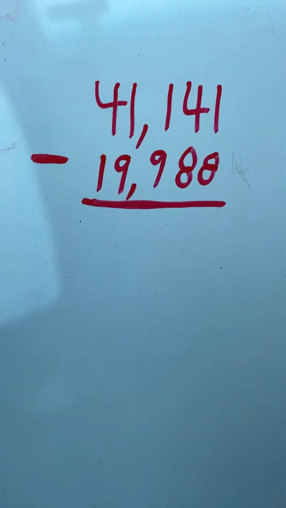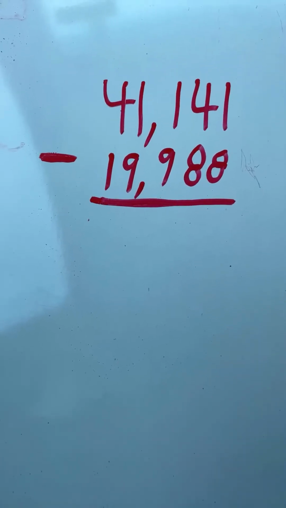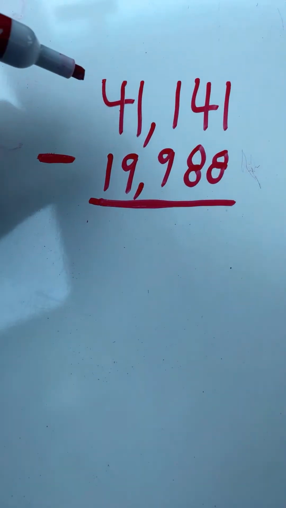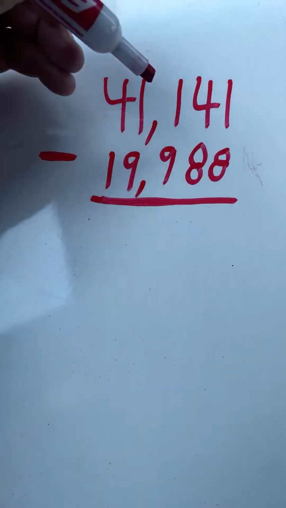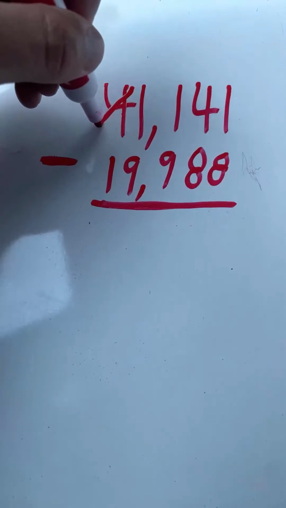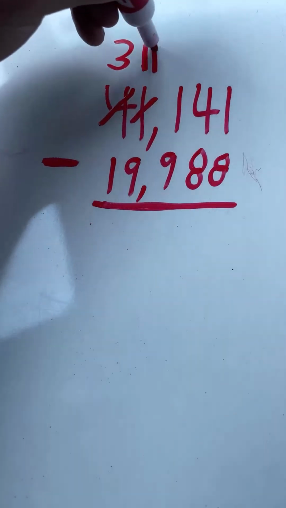Now we are going to do all our regrouping before we do any subtraction. We regroup whenever there's a bottom digit that's bigger than the top digit. So looking here, we're good in the 10,000s place. In the thousands place, we have to regroup. You cannot start out with 1 and take away 9. So we have to take a 10 from the 10,000s place and add it to the thousands place. So the 4 is going to become a 3. The 1 is going to become an 11.